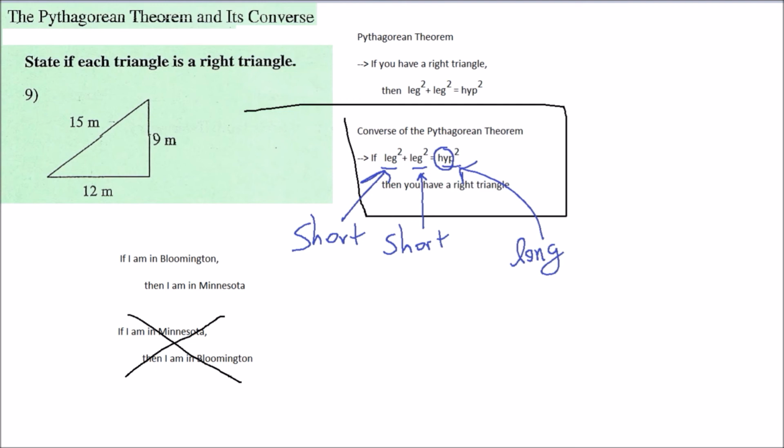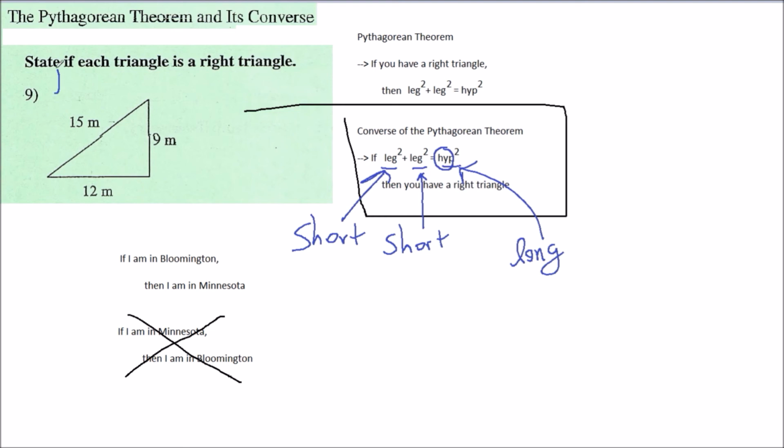So to do this work now, when I come to these numbers here, it really should be this: one short side squared plus the other short side squared equals the long side squared. That's what we're going to check. We're going to see if that's true, if the sum of the squares of the two shorter sides is equal to the long side squared.